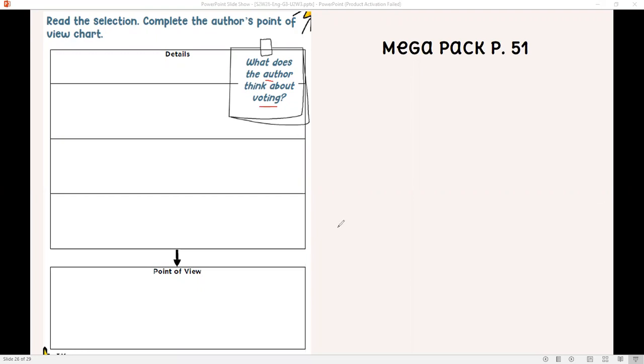When you read this lesson, you're going to be convinced. The author is also trying to convince you about voting, that voting is really important. Starting from the title. What is the title of the lesson, if you remember? The title is Every Vote Counts.